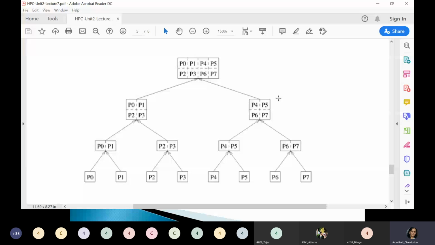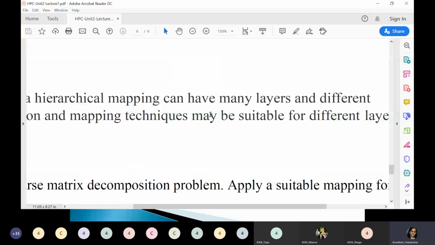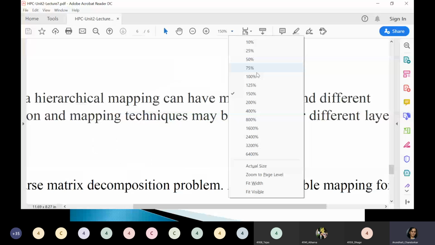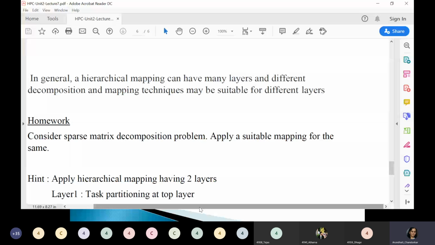Just see, you are having concurrency at each level. So this is the case. This is called hierarchical decomposition. Parallel quicksort is a nice example of hierarchical decomposition. But then what is the difference? It's very similar to your previous case.